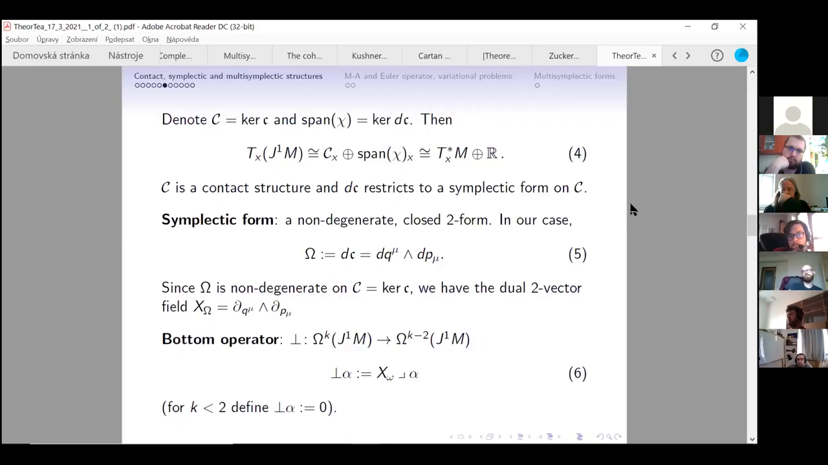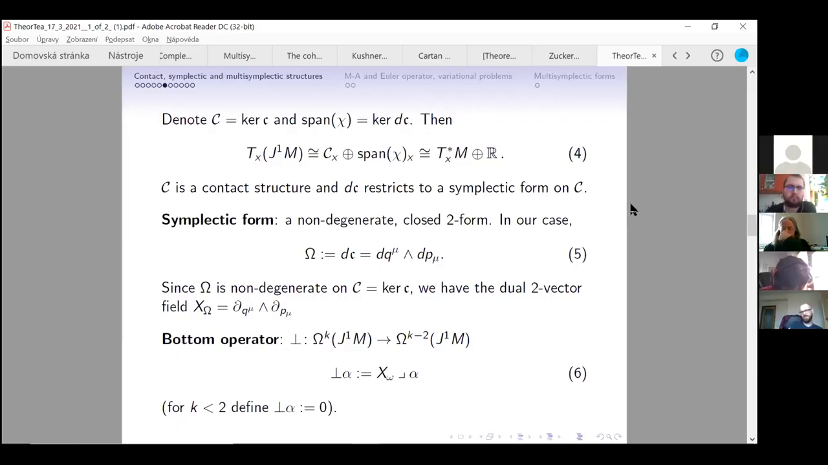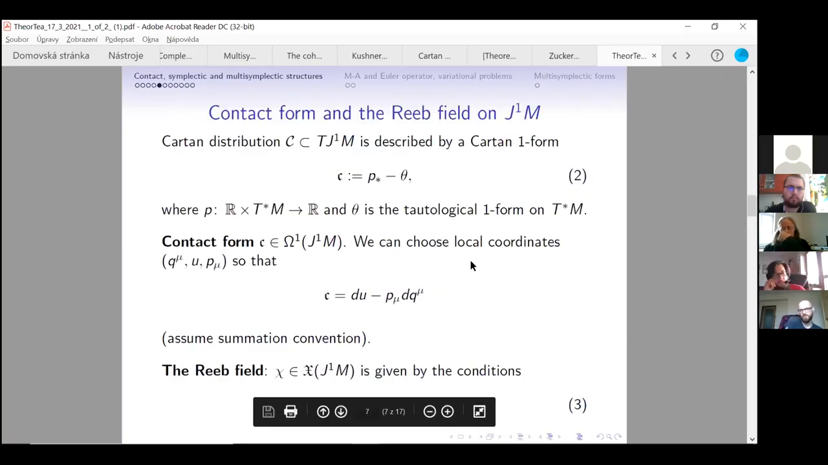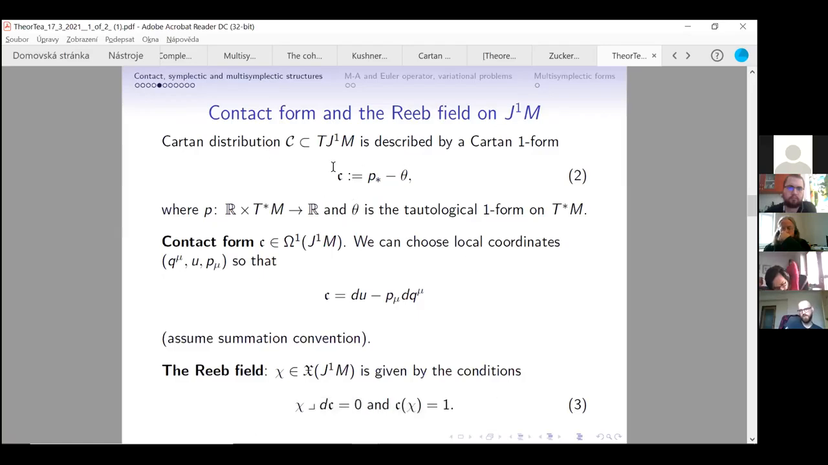Yes, it's definitely something a bit different, and it's hard to compare which is better or worse. You see that this omega is, in a sense, canonically living on the space you are dealing with. You are not making too many choices. You have J1M, with a canonical identification of J1M with R times T*M, or T*M times R, and you can consider this form, which is constructed from this projection and the tautological one-form, and out of this you get everything.